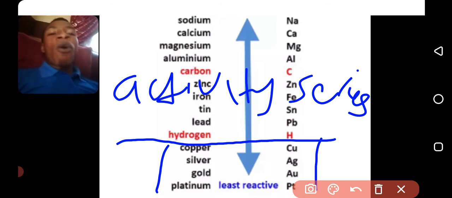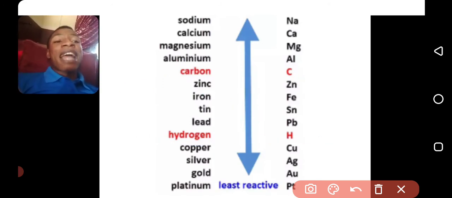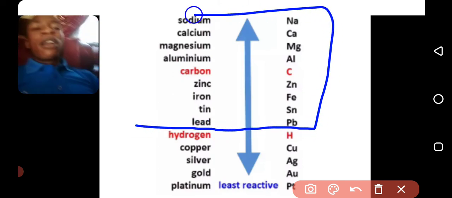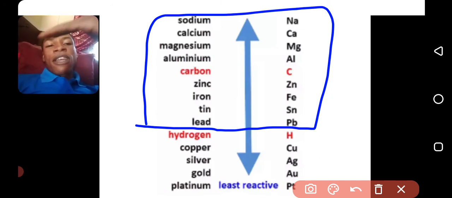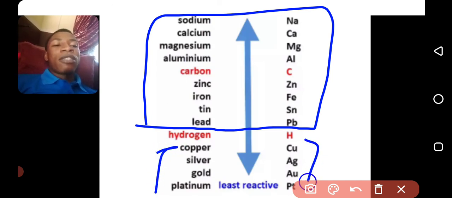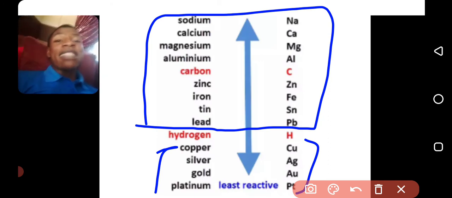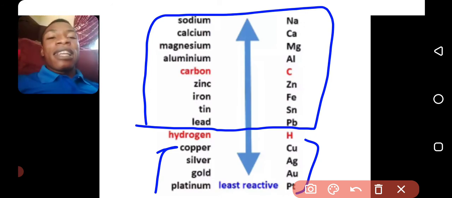So not all metals can react with dilute acid. Only the metals that are higher than hydrogen can displace hydrogen from dilute acid. So talk about these metals now. They can displace hydrogen because they are higher than hydrogen. But the ones below hydrogen, from copper to platinum, cannot react with acid because they cannot displace hydrogen away from acid, because they are lower in the activity series.